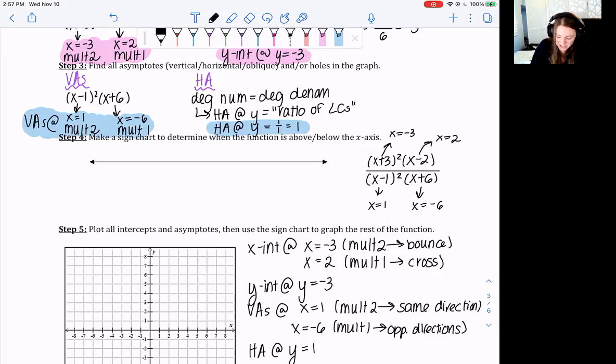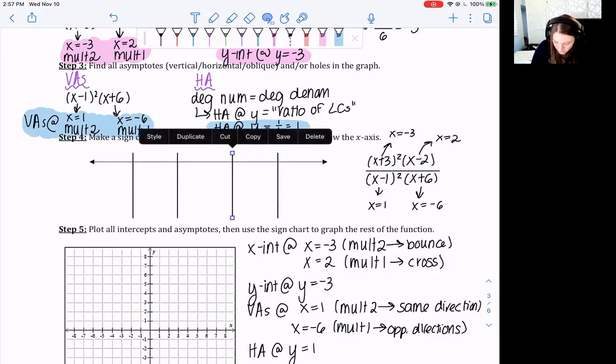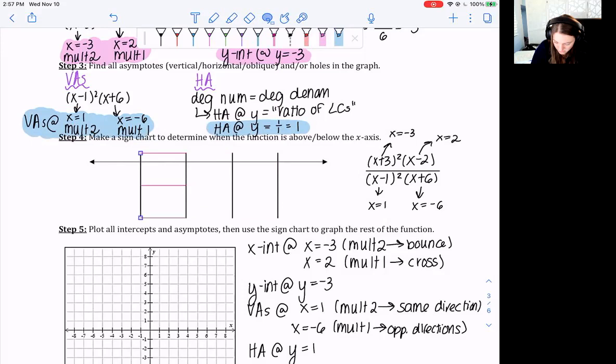Okay, we're making our sign chart. We have 4 different zeros here. We have -3, 2, 1, and -6. So -6, -3, 1, and 2.